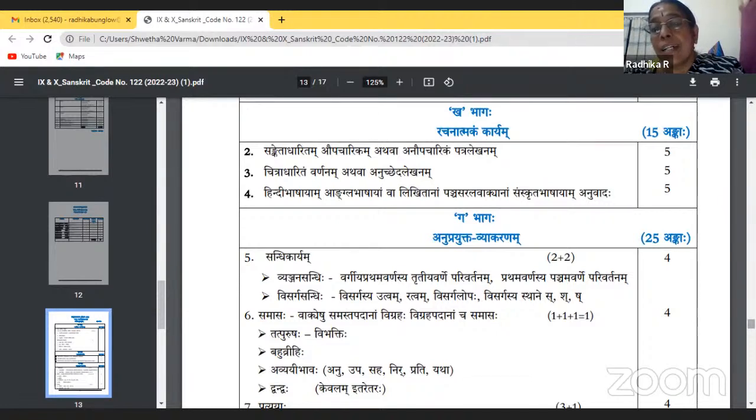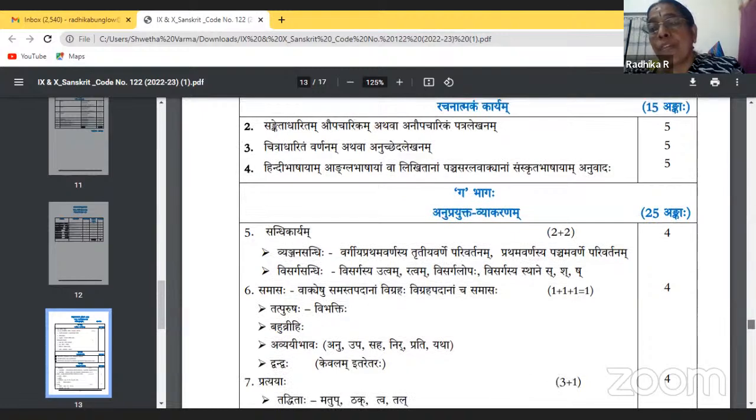Then the third session is Anuprayukta Vyakaranam. This year, they have not included Swara Sandhi. Only Vyanjana Sandhi and Visarga Sandhi are given in the syllabus. In Vyanjana Sandhi, only 2 portions are there: Vargiya Prathama Varnasya Tritiya Varne Parivartanam, and Prathama Varnasya Panchama Varne Parivartanam. Visarga Sandhi has Visargasya Uttam, Yattam, Visarga Lopaha, Visargasya Sthane Sa. Only 3 subtopics are there in the Sandhi. Swara Sandhi is not mentioned this year.